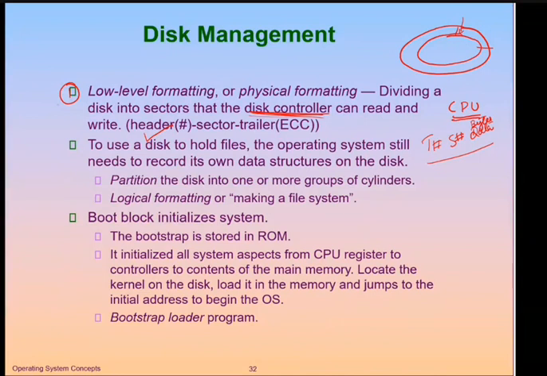Then we have the second part, which is the data area. And in the end, we store a trailer part, which is nothing but the ECC code, the error correction code. This is computed on the fly once the data has been stored. As per the bytes stored in the data area, the operating system will calculate the error correction code and store it in the trailer part of the sector.